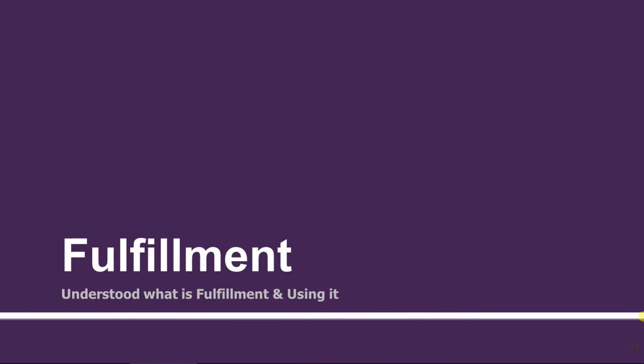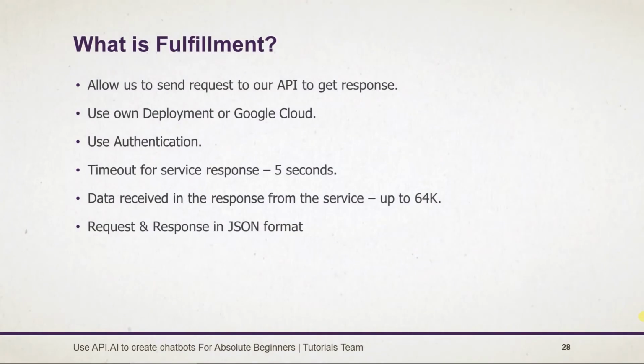In this session we will understand what fulfillment is in API.AI and how to set it up in the agent. Fulfillment allows us to send a request to an API, via which we can perform some operation and return a response. This operation may include a database operation, a call to a third-party API, or just simple processing of the parameter. It will generate the response which we'll use in our chatbot built with API.AI. Fulfillment is just a webhook.